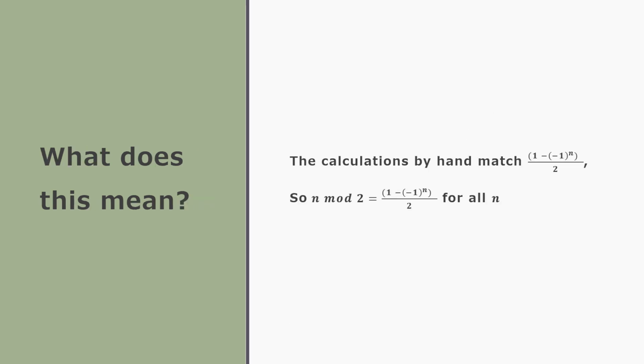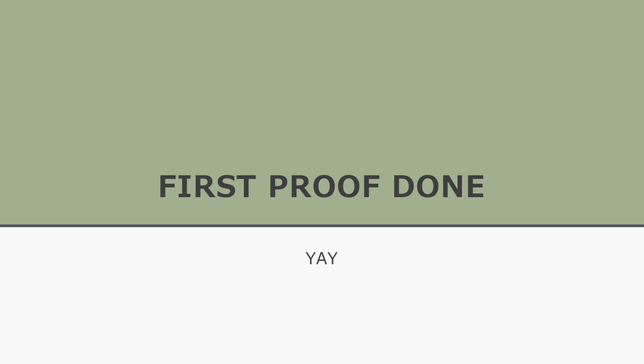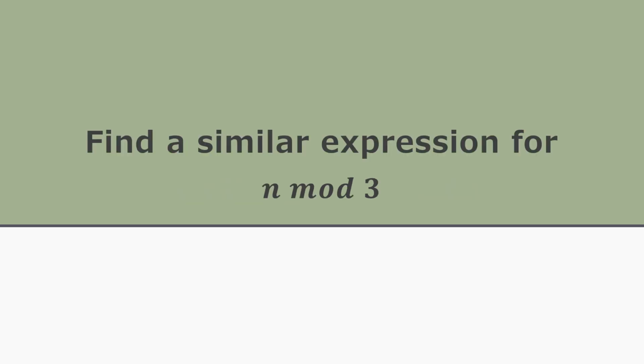So what does this mean? This means that n mod 2 does equal that lovely equation for all n. Perfect! Yay, proof is done, we're done. No, we're not. Not so fast. We need to find a similar expression for n mod 3.